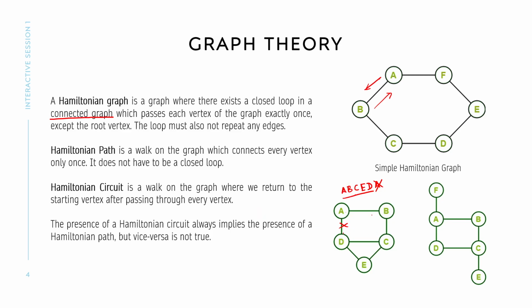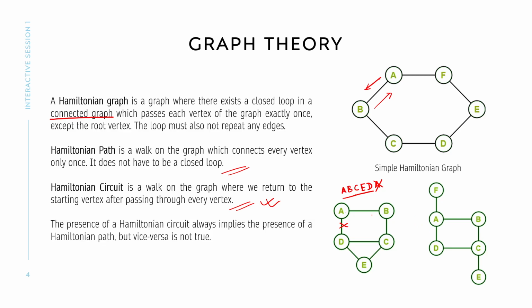But the presence of a Hamiltonian path does not imply the presence of a Hamiltonian circuit. So if a graph has a Hamiltonian circuit, then it is a Hamiltonian graph, right? But if it just has a Hamiltonian path, we can't say anything. We have to check for Hamiltonian circuits as well. So in this second example, can you tell me a Hamiltonian circuit which works?